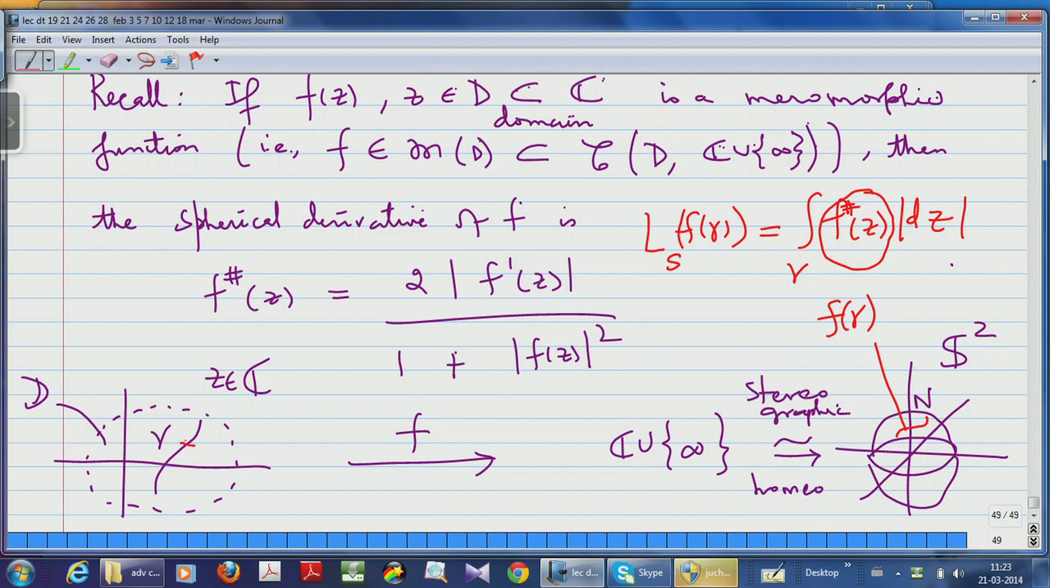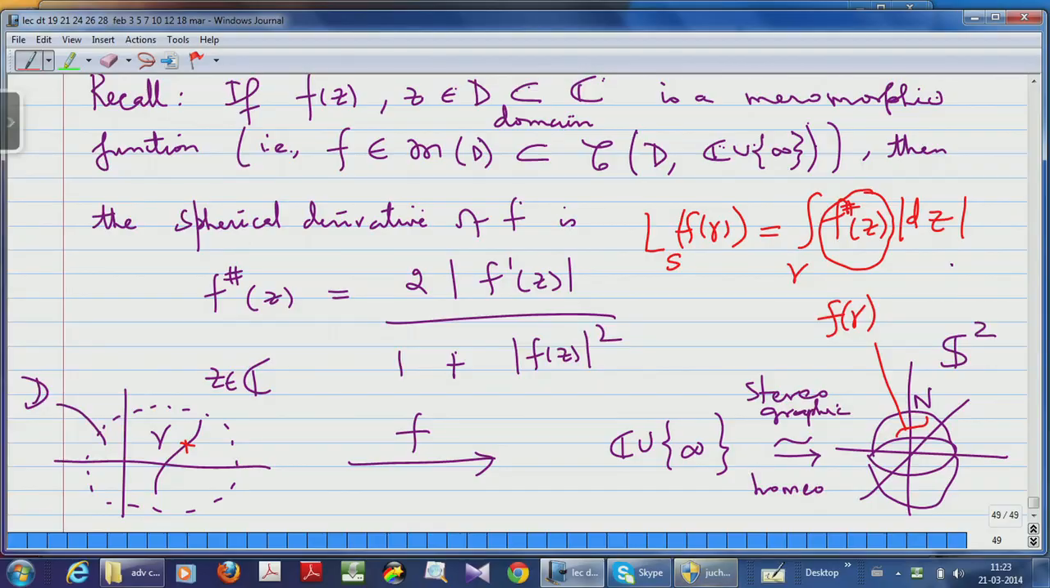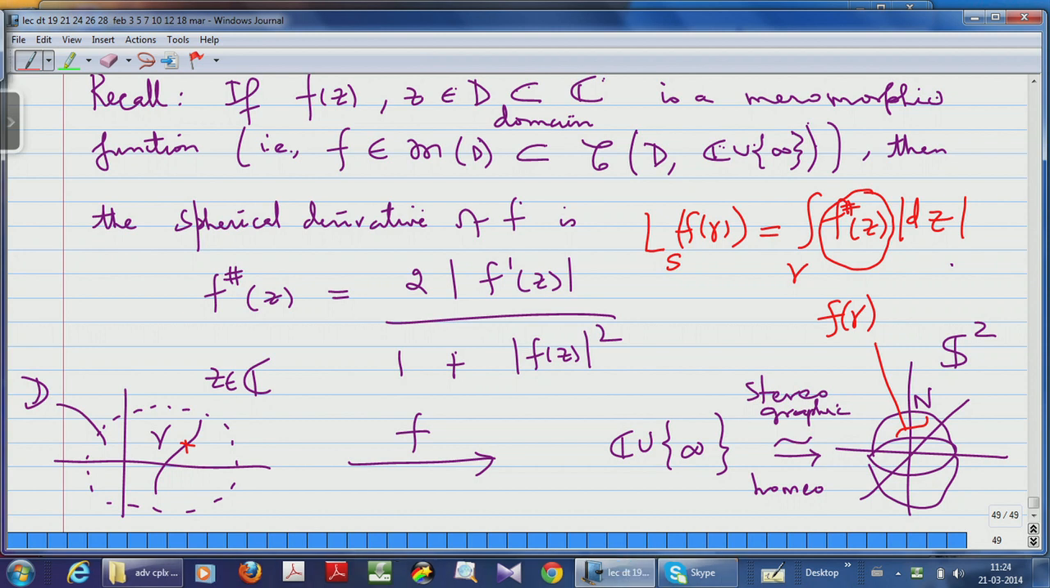And mind you, gamma can pass through a pole. It just means that this image curve will pass through the north pole, that's all. It's not going to create any problems, because if it passes through a pole, the function value there is infinity, and infinity corresponds to the north pole on the Riemann sphere under the stereographic projection. So the importance of the spherical derivative is that it gives you this spherical length. But there are a few technical things about this.